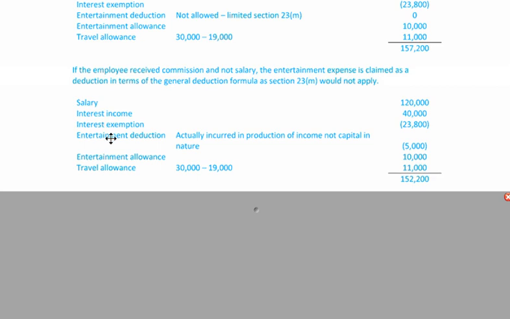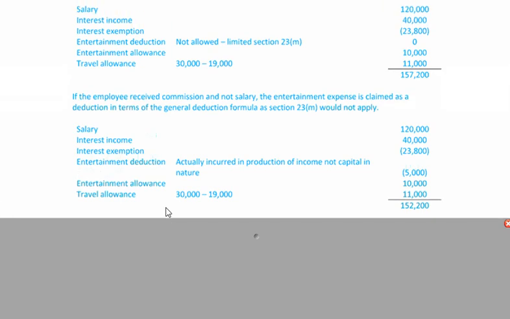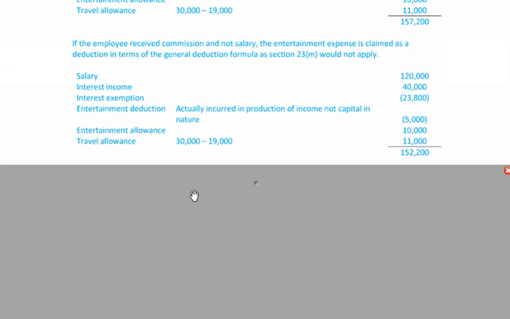The entertainment deduction comes before the entertainment allowance. The section on allowances does not allow you to reduce the entertainment allowance. So deductions come before allowances, and because you're a commission earner and you incur entertainment expenses on earning your commission, you're allowed to claim the 5,000 as a deduction. The entertainment allowance comes thereafter, as will the travel allowance itself. It's very important that you get the correct order in your solution when you're doing this.